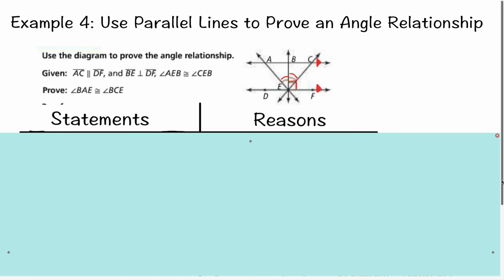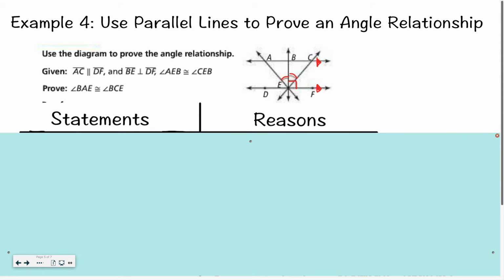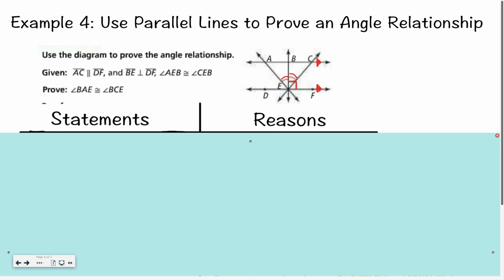I'm going to do one more proof this video, okay? I'm going to use parallel lines to prove an angle relationship. And if we look at that given, you can see we have a lot of symbols. So hopefully you've been studying your symbols and you remember what they mean. But if not, I'm going to read it out loud right now to help.